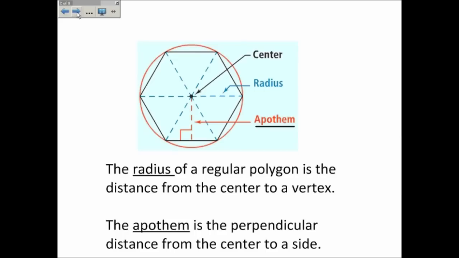Okay, some vocab that'll come in useful to us. The center is in the very center of the regular polygon, not too difficult. The radius is the segment that goes from the center to a vertex, similar to a circle. The apothem is a brand new word you haven't heard before, but that goes from the center perpendicular to a side. And that length will become very, very useful to us as we're finding the areas of regular polygons.